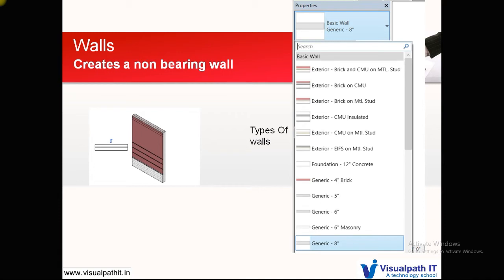Now wall is the first modeling tool, so while learning, we'll be learning this first. The wall tool creates a non-bearing wall. There are types of walls, like the masonry wall, generic wall, brick wall, exterior CMU insulator. These are types of walls which are used in different countries. Normally in India we use a 9-inch brick wall, or a 9-inch masonry wall.